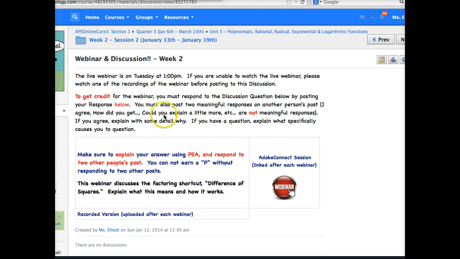If you look up here, it says you must post two meaningful responses on another person's post. If you say, I agree, or, could you explain a little more, those aren't exactly meaningful. You can start like that. But if you agree, explain with some detail why you agree. If you have a question, explain what specifically causes you to question. Don't just say, I'm really lost. Say, I don't really understand when you say this. Try to make it more meaningful instead of just, I agree or I understand.